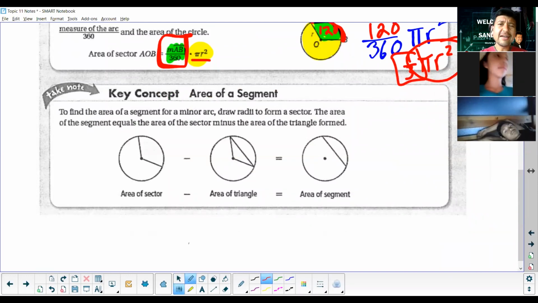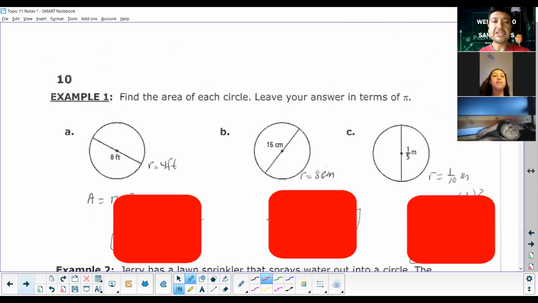Oh, actually, you know what? I don't want to focus on this key concept. There's a better way to do this. So let's go ahead and move forward and get right into the examples. I would love to do some examples with you to give us the benefit of actually using this.